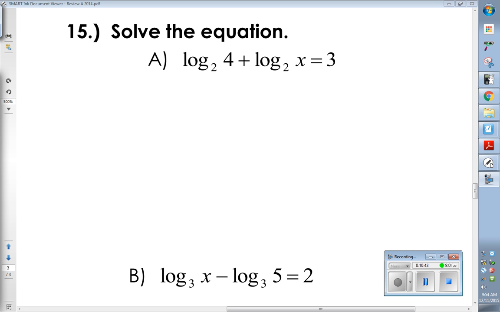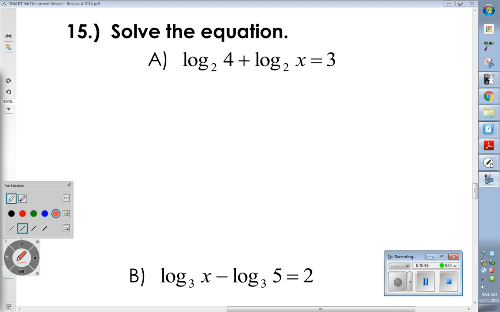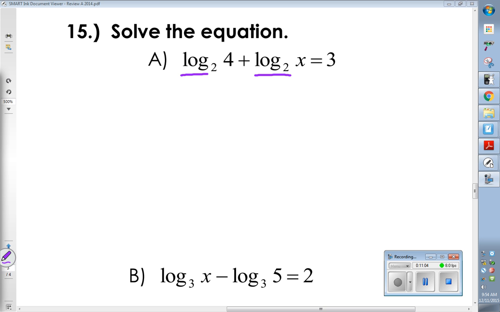15 is one of those ones that you're going to have to focus on and get better at. It's not an easy one. You need to make sure you understand what you're trying to do. We are trying to solve. You look at the problem, and the first thing you should notice is it has logs in it. The next thing is that you have the word log base 2 multiple times on the same side. If you have log base 2 multiple times on the same side, what do I need to do first? Condense, push it into one problem.